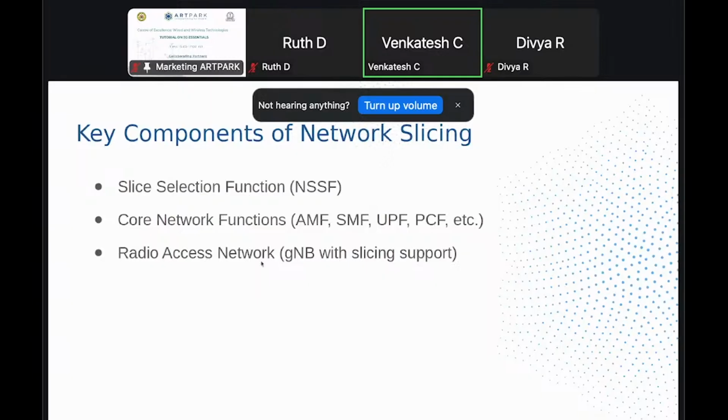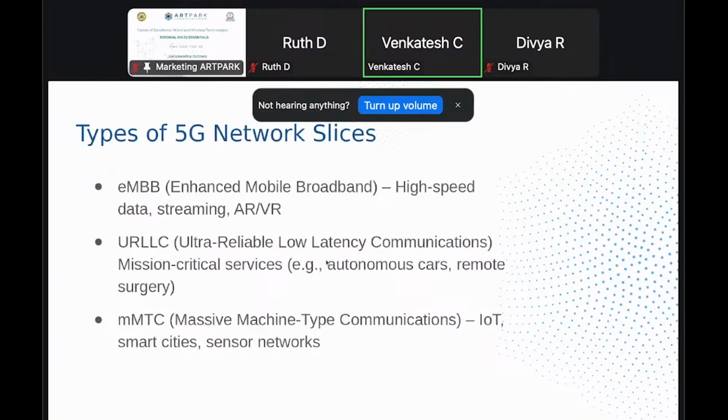And in the radio access network, the gNB must support slicing. It ensures that radio resources are allocated across the different slices. This allows the RAN to prioritize the traffic based on the slice service. Here we listed the types of 5G network slices.